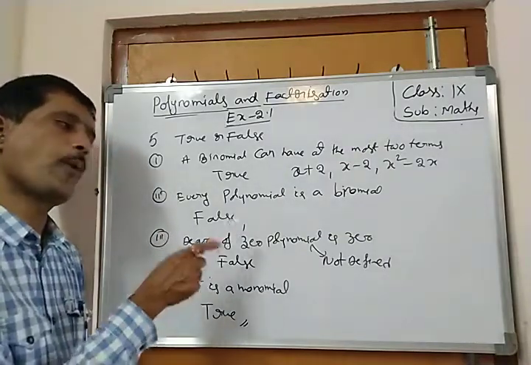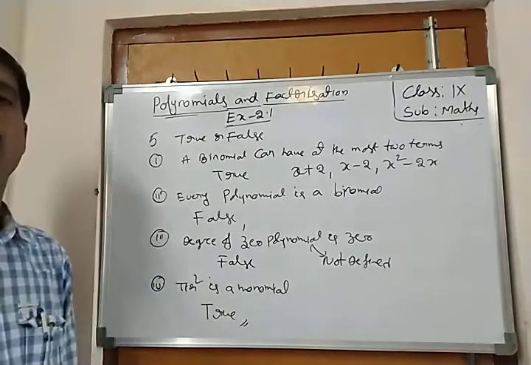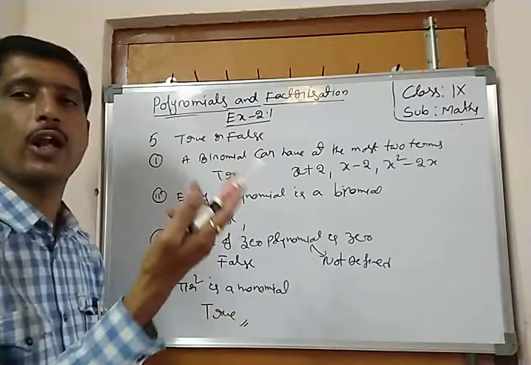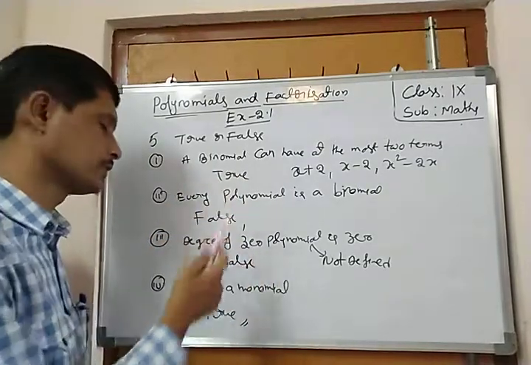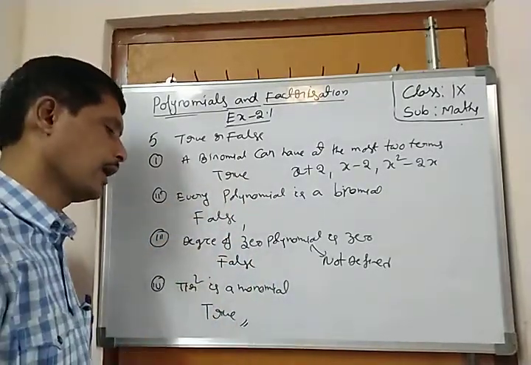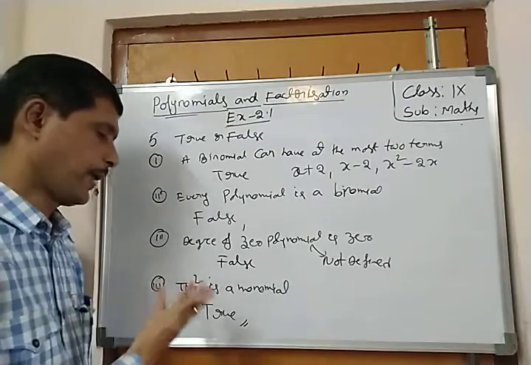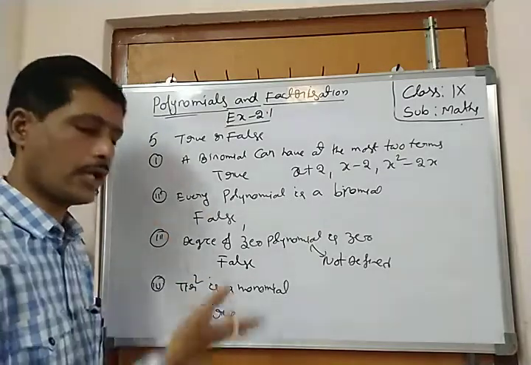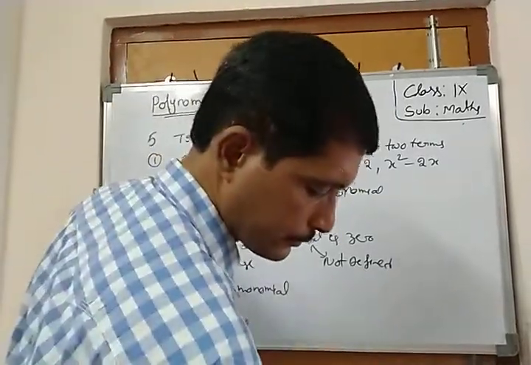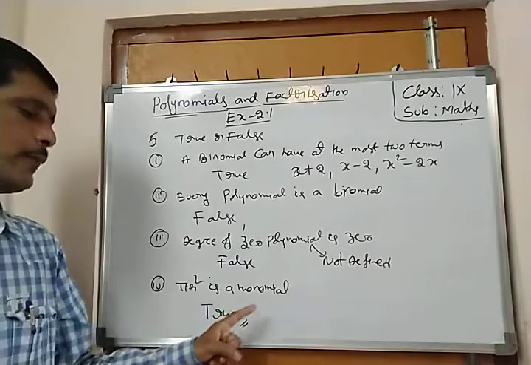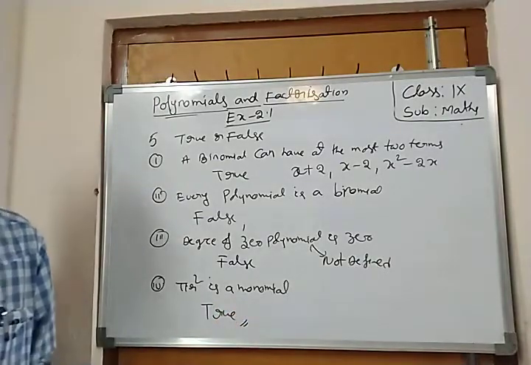Degree of zero polynomial: in the zero polynomial, all the coefficients are 0. Therefore, the degree of the zero polynomial is not defined. Therefore, that is false. Pi r square is a monomial. Yes, pi r square is only one term. Therefore, that is a monomial. That is true. Okay. Thank you.